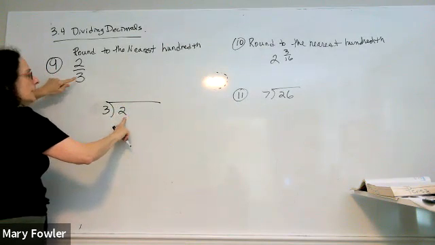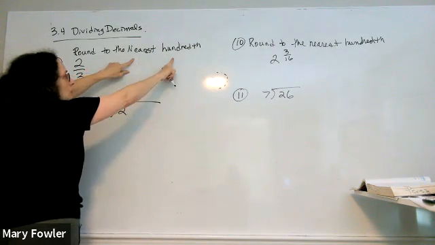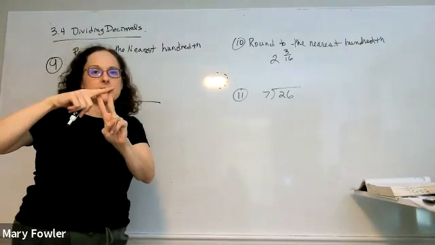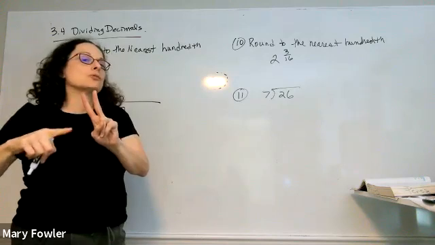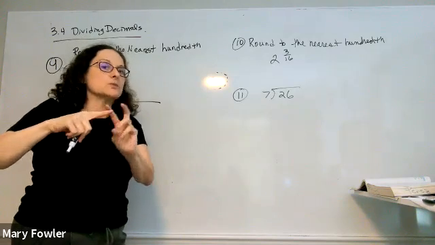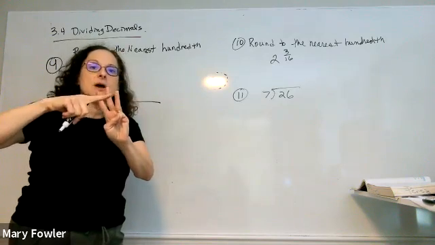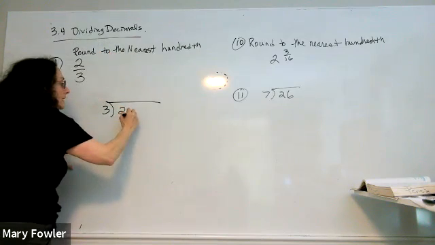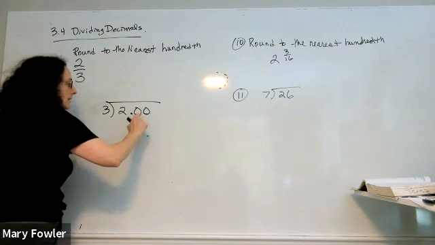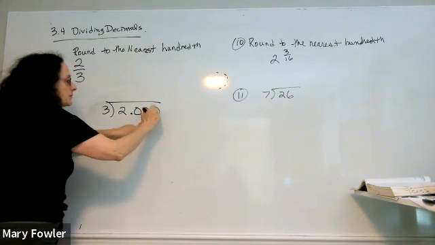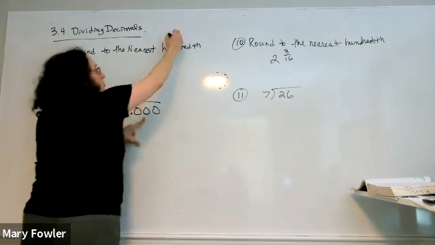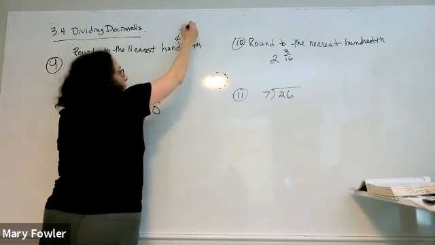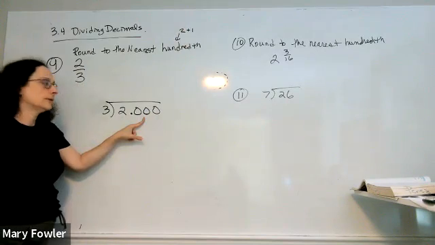We're asked to round to the nearest hundredth. Now, hundredths is the second decimal place. If we're going to round to the second decimal place, we need 3 decimal places of calculation. So what I'm going to do right here is get my 3 decimal places, which is basically 2 for the hundredths plus 1 for the rounding.